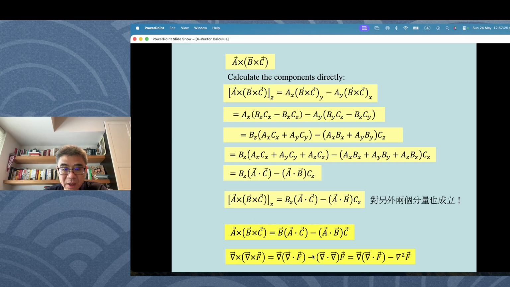Okay, so you plug in, substitute this A by its grad vector, B by another grad vector, then this thing will become grad dot grad F minus grad dot grad F. And grad dot grad is just the Laplacian. Okay, so we arrive at the formula we need to do the electromagnetic wave equation.